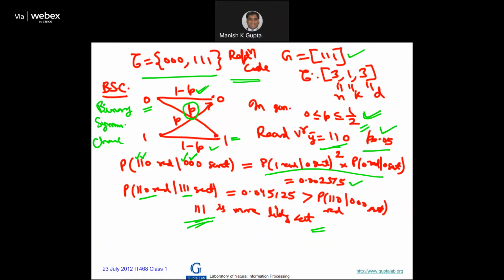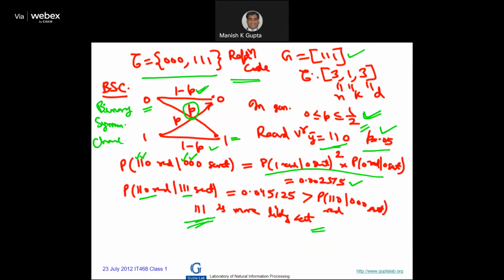Right? So what is this probability? I can calculate this value by substituting p equal to 0.05 and using 0 to 0 and 1 to 1 is 1 minus p, and 0 to 1, 1 to 0 is p. I can calculate this value; it turns out to be 0.002375. Okay, you can do these calculations. So the probability is there, right?